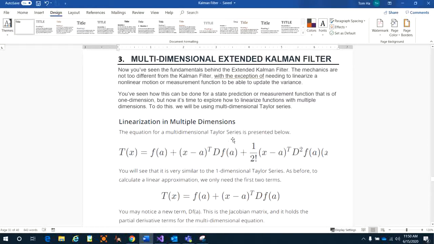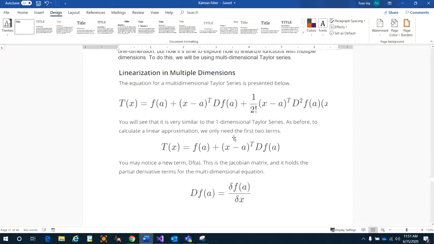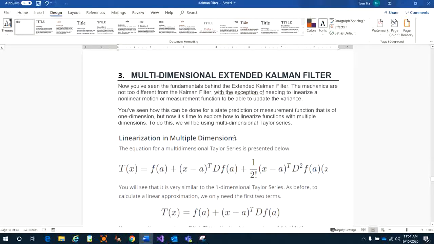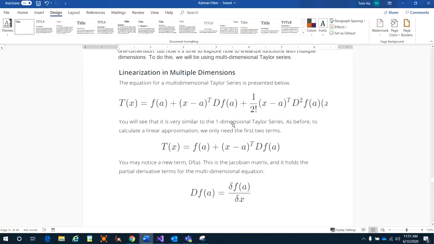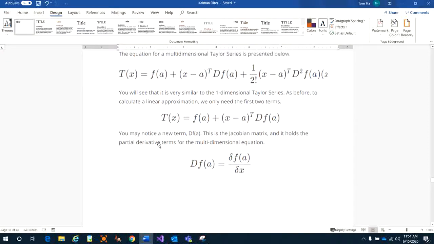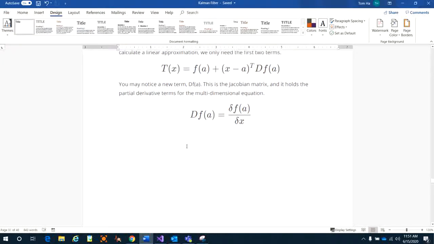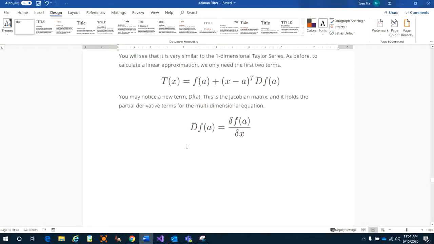So now, how to use the linearization in multiple dimensions. This is the Taylor series. It's complicated, but we only keep the first two terms for the linear approximation function right here. Right here we call it the Jacobian matrix.